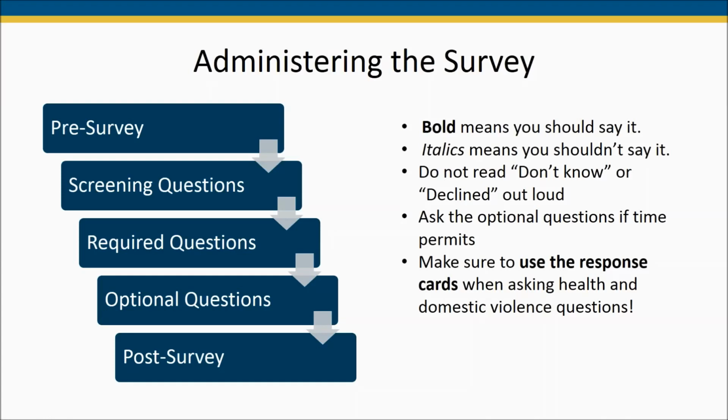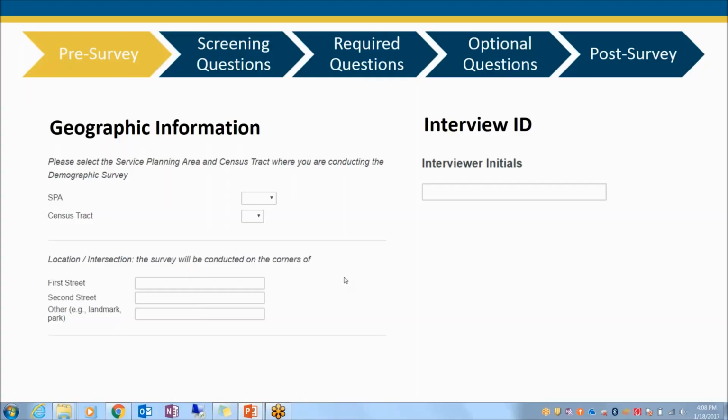Now I'm going to hand over to Lauren Kinney, who is going to take us through the pre-survey and some screening questions. The pre-survey data includes geographic information as well as your initials, so we can know where the survey was taken and who administered it. First, select the service planning area and census tract where you're conducting the survey. Make sure to get your SPA or service planning area and census tract from your map. Include the location or intersection where the survey is conducted, using first a street and then a cross street, and if there is no cross street, use another landmark such as a park or other area.